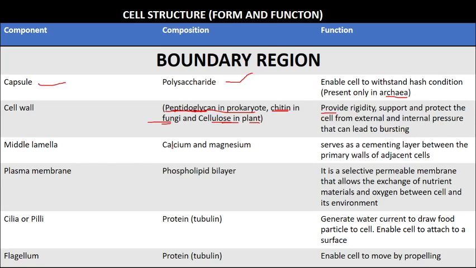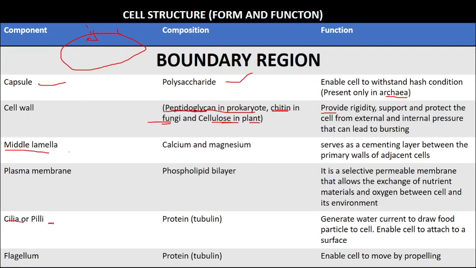The middle lamella is made up of calcium and magnesium. It serves as a cementing layer between the primary walls of adjacent cells. That is to say, this structure acts between two cells. We also have the plasma membrane, because everything about the boundary is about the cell wall, capsule, cell membrane, like that. We have the pili as well, or cilia.